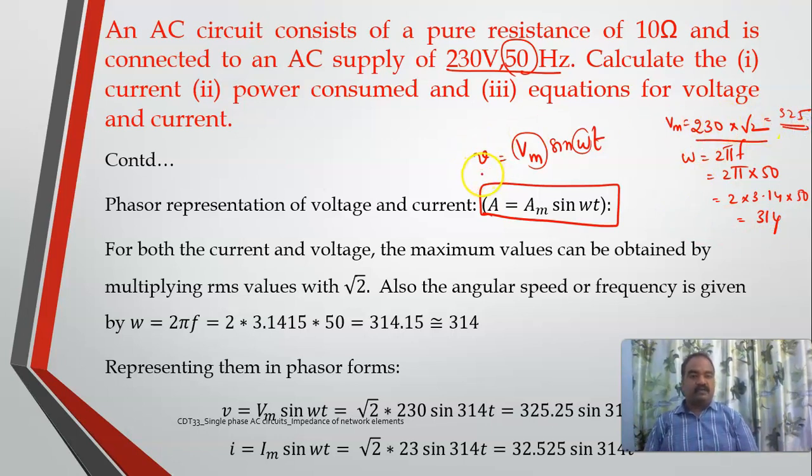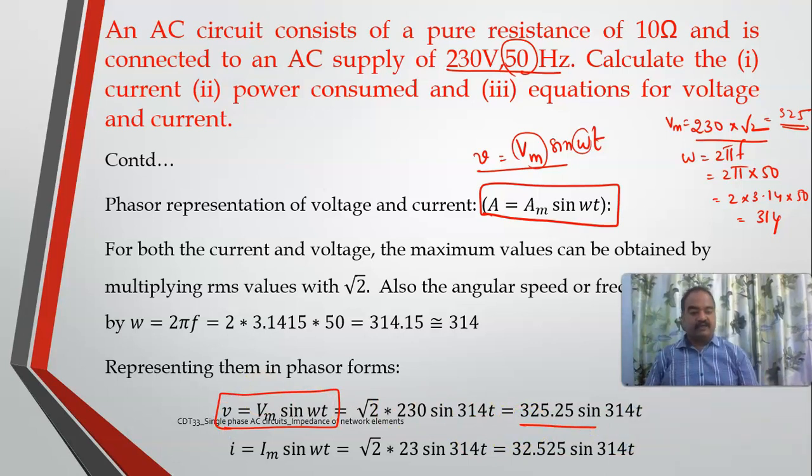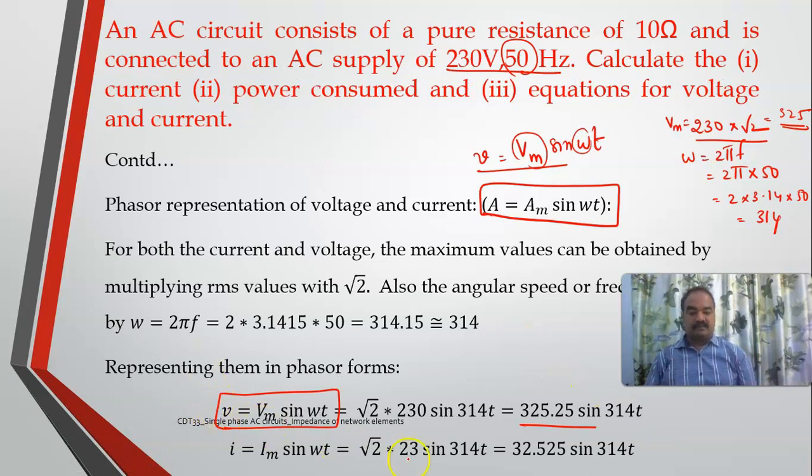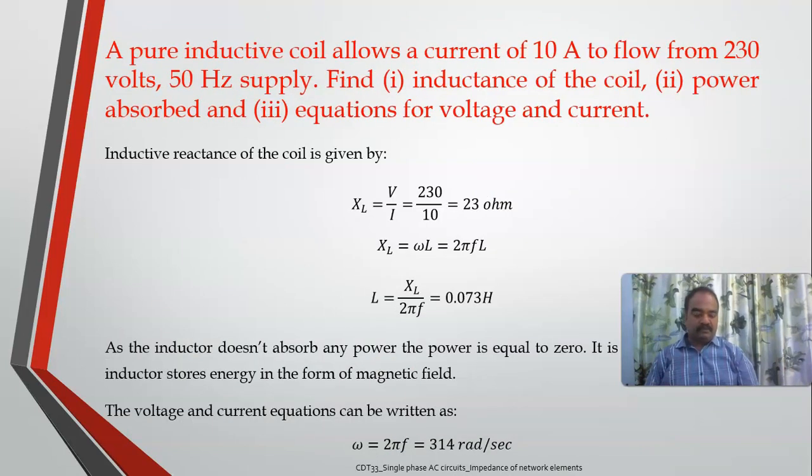So now you substitute here. What is the voltage signal now? V is equal to Vm sin omega t. What will you get? 325.25 sin 314t. Similarly, for the current, what is the current magnitude? You have got 23, 23 into root 2, it is 32.525 sin 314t. This is how you will be writing the expressions. Understood? Now we will move on to inductive and capacitive circuits.